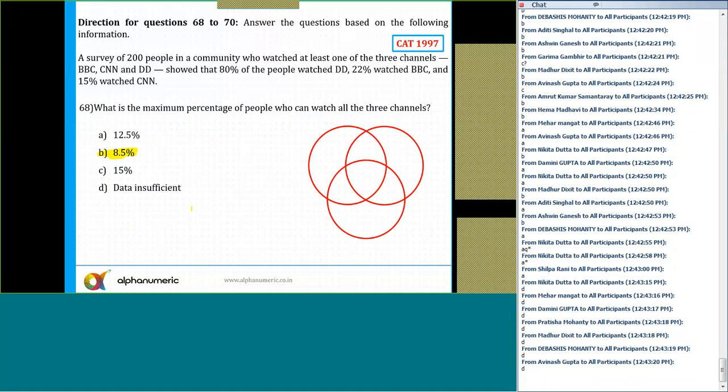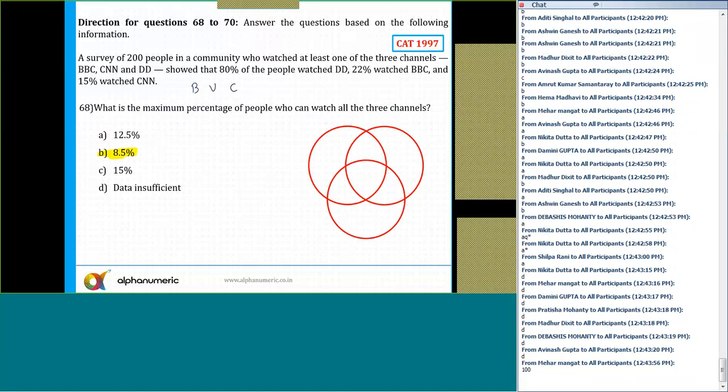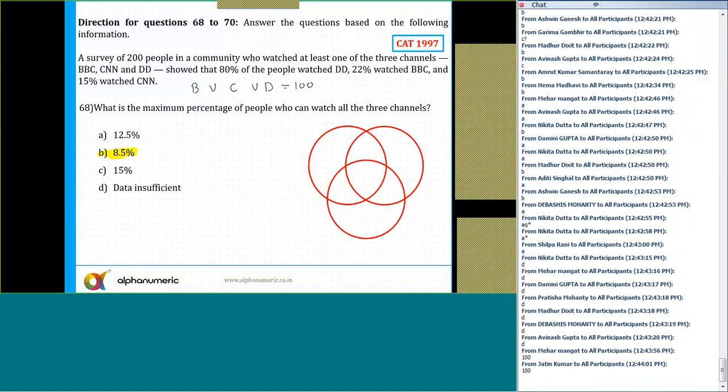Okay. So it says, a survey of 200 people in a community who watched at least one of the three channels. So they are watching at least one of the three channels. So what is the union? What is the total union of these three? If I'm talking about the number of people who watched BBC, union, number of people watching DD or CNN, union, DD, it is exactly equal to 100. Now, each person is watching at least one.